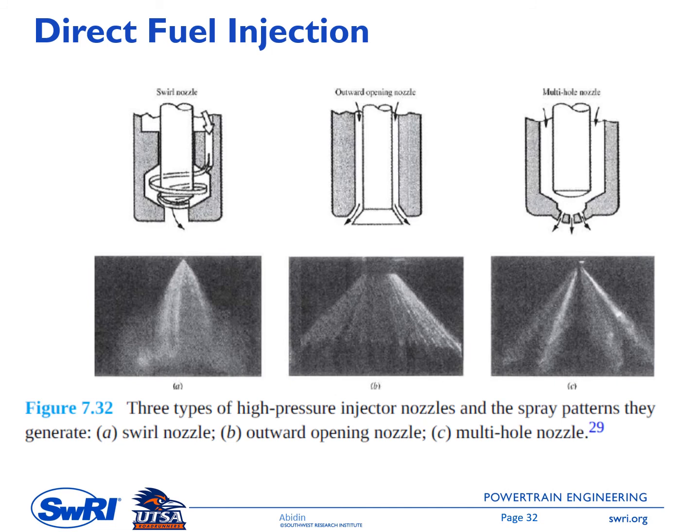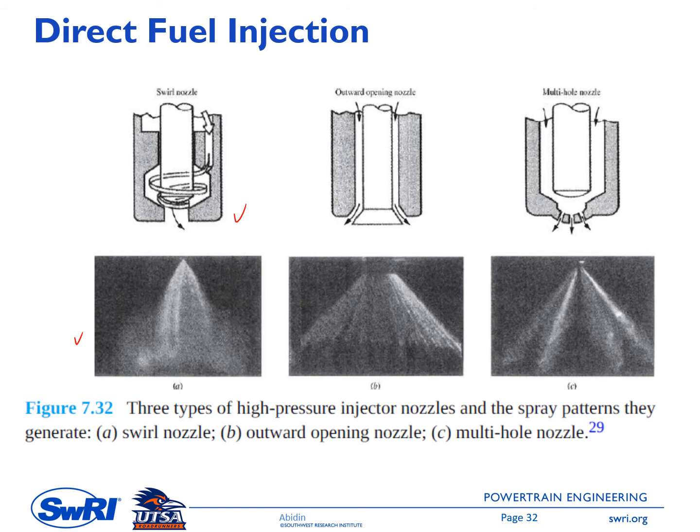This picture is showing three types of high pressure injector nozzle and the spray pattern they generate. On the left side we have a swirl nozzle, so you can see here the spray inside the nozzle is generating a rotation flow about the nozzle axis, and the feature on the bottom side is showing the spray pattern exiting the injector.